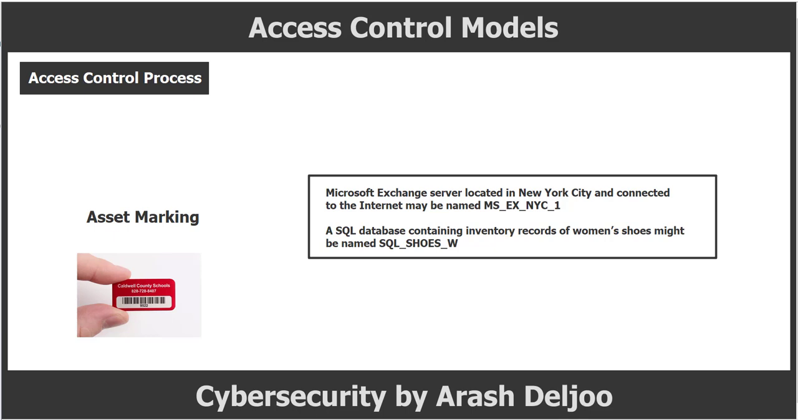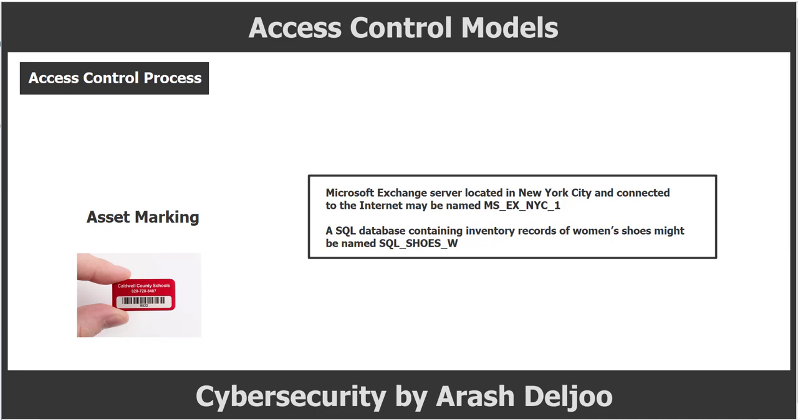Best practices dictate that the organization chooses a naming convention for its assets and applies the standard consistently. The naming convention may include the location, vendor, instance, and date of service. For example, a Microsoft Exchange server located in New York City and connected to the internet may be named MS_EX_NYC_1, where MS_EX means Microsoft Exchange, NYC means New York, and _1 is the location number, for example.